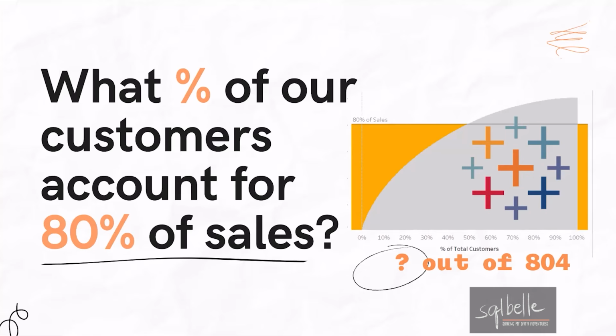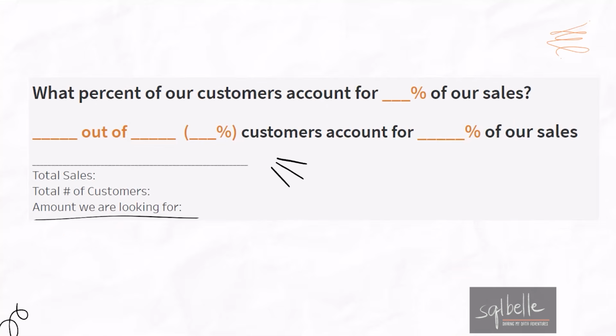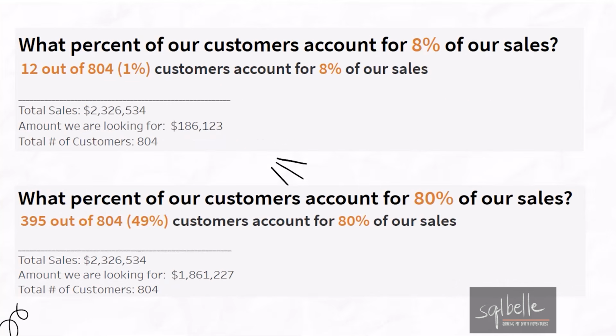In this video, we will walk through some techniques so we can answer the question, what percentage of something accounts for something else? In our example, we will use a dataset about customers and sales. The strategy in this tutorial should work whether we're looking for 8% of sales or 80% of sales.